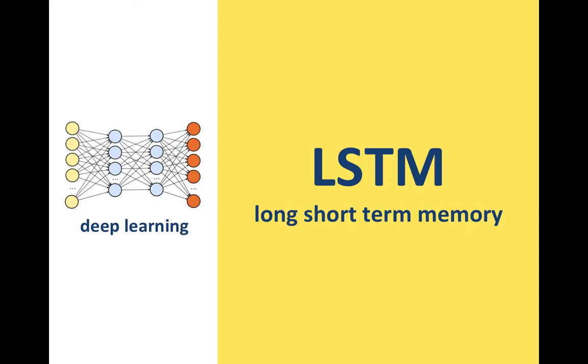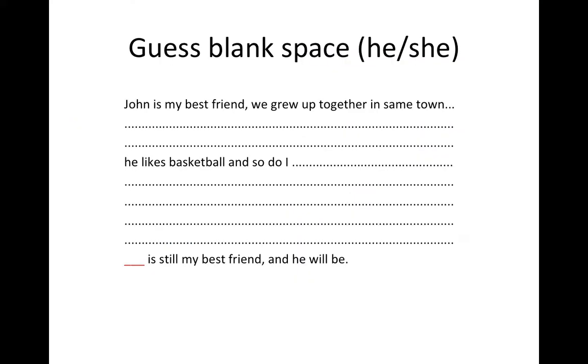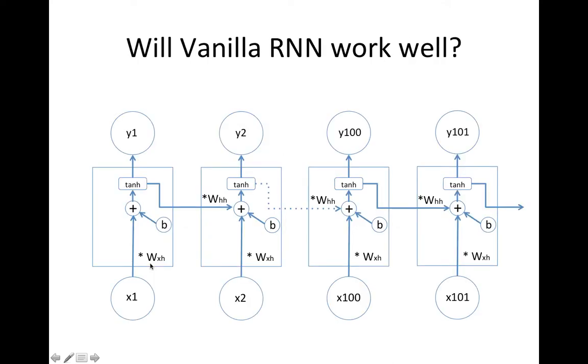Hello everyone, in this video we are going to learn about LSTM. So guess which word will be in this red blank. John is my best friend, he likes basketball, so the subject here is he, because we have learned the context from the previous phrase. So this is exactly the RNN problem, and we can solve it with RNN.